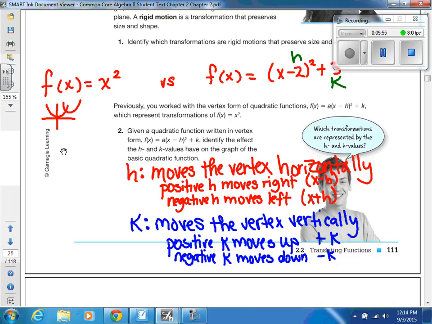Is the middle of the parent function always going to be 0, 0? The vertex is 0, 0, yes. The y-intercept is 0. What do you mean by X minus H? That's what it looks like. It looks like X minus H. Negative moves left. It looks like X plus H, but there's actually a negative in there because it's X minus negative H.